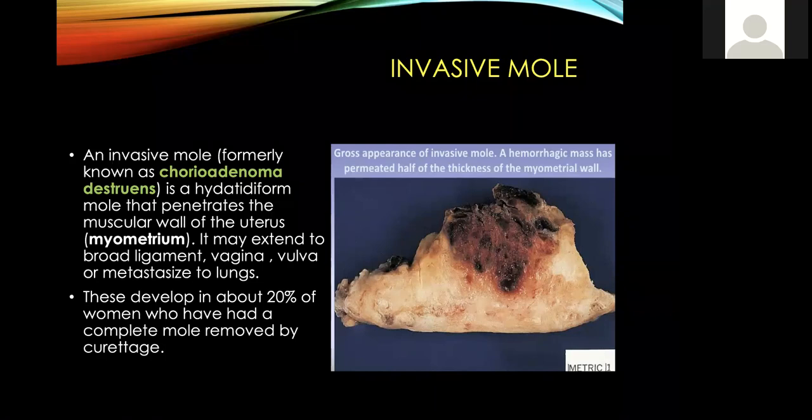It penetrates into the muscle of the uterine cavity, and it can further extend into the broad ligament, the vagina, the vulva, and also metastasize to the lungs. These develop in about 20% of women who have had a complete mole removed by curettage.